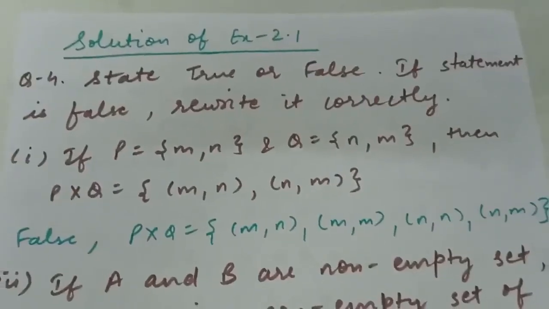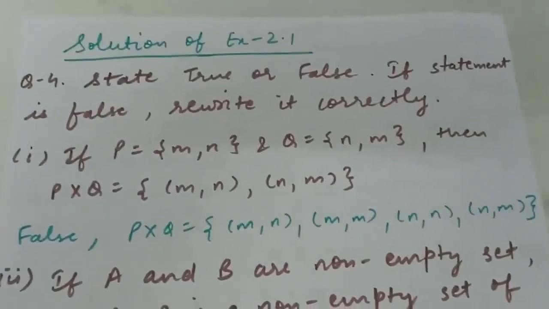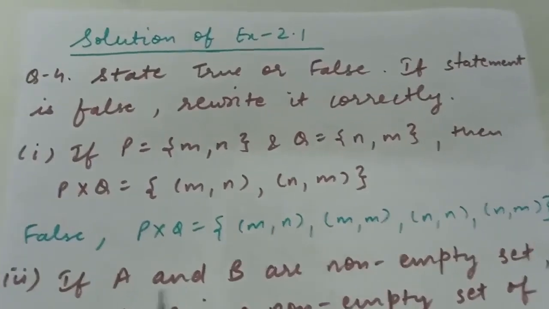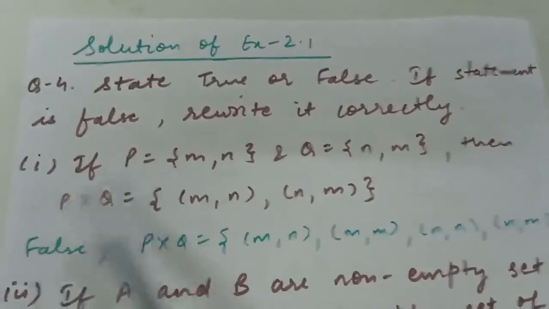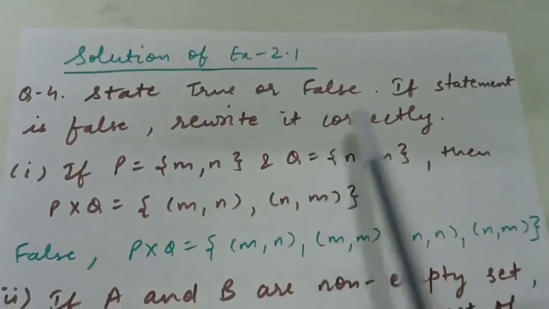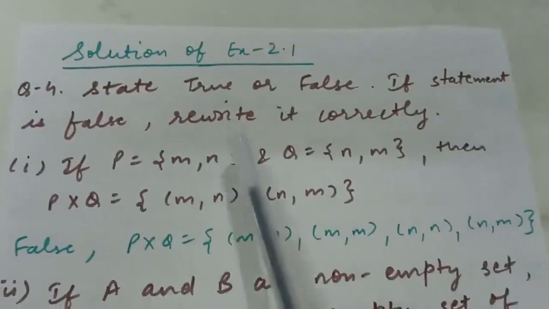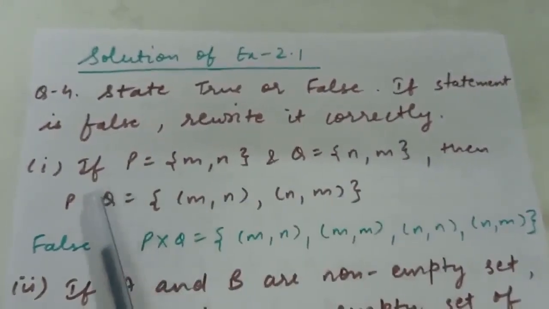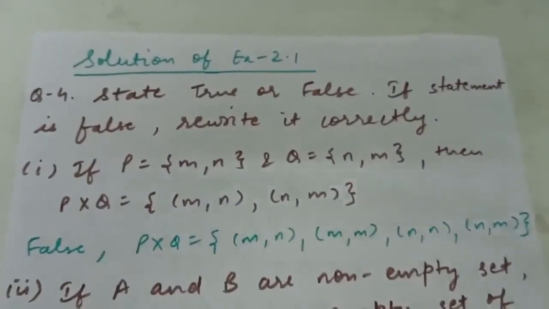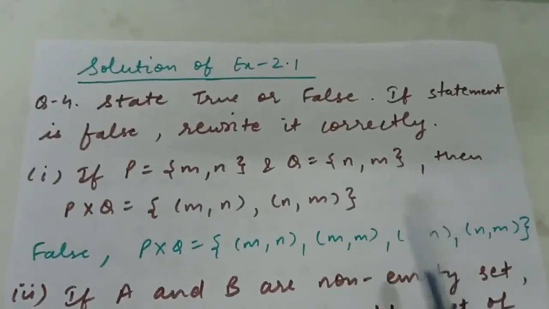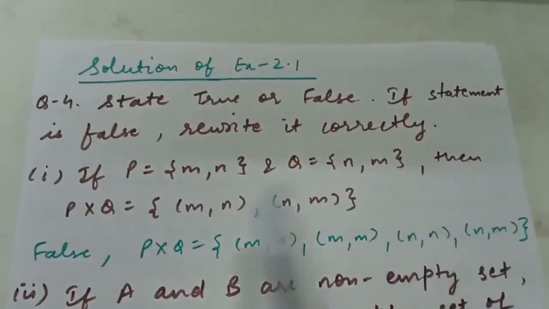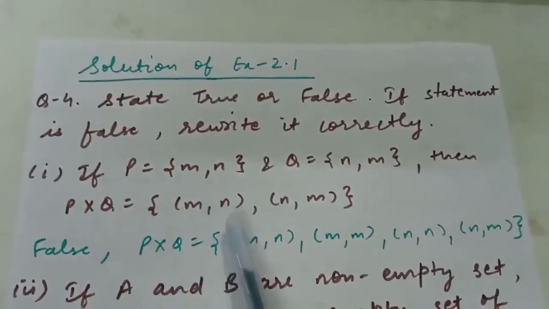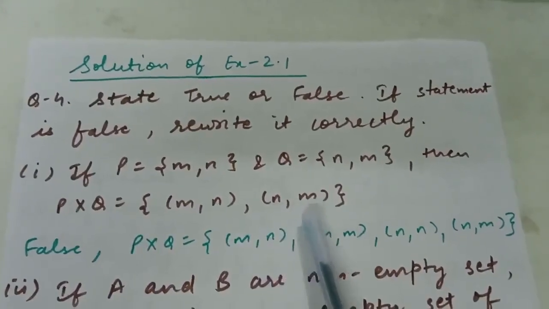Now, solution of exercise 2.1, which I gave you as homework in the previous lecture, question number 4: state true or false. If the statement is false, rewrite it correctly. The first statement is, if P is equal to the set {m, n} and Q is the set {n, m}, then P cross Q is {m, n} comma the ordered pair (n, m).